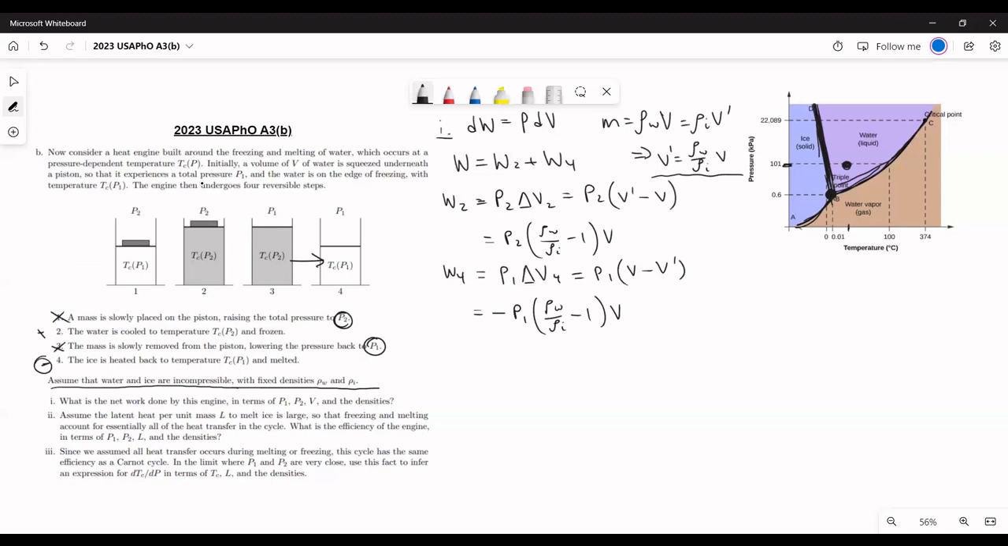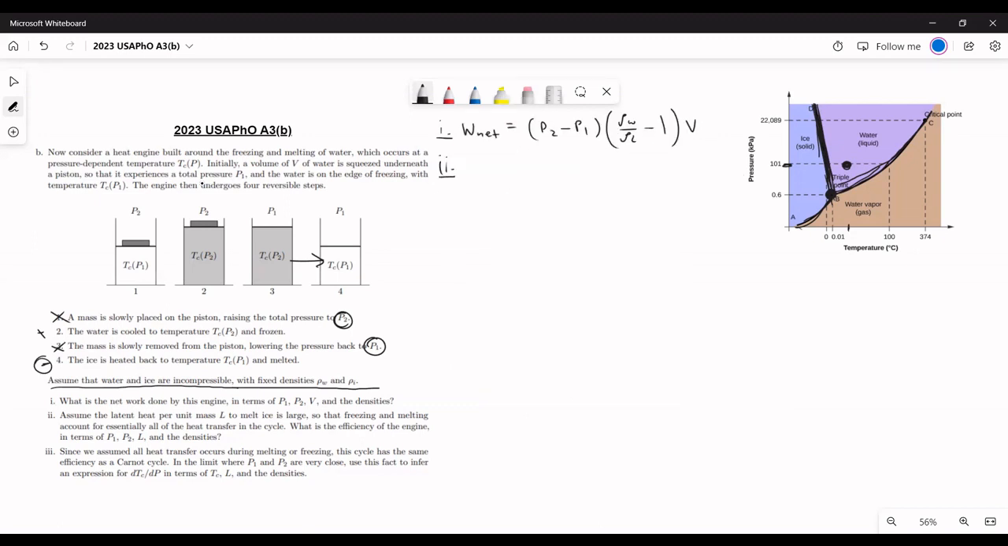So now we have W2 and W4, and to get the net work over an entire cycle, it's just going to be the sum of these two values, and we get P2 times rho W over rho I minus 1 times V, minus P1 times the same factor. And since we have this factor in both terms, we can factor it out and get P2 minus P1 times this times V. And that's the answer to part 1.